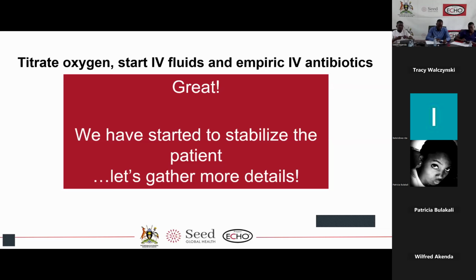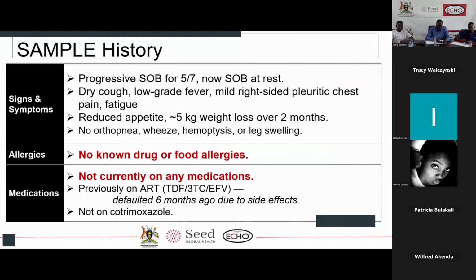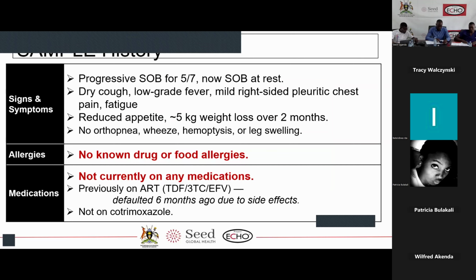As for signs and symptoms that we have talked about earlier: difficulty in breathing, progressive, now at rest, dry cough, reduced appetite, weight loss, orthopnea, wheeze, hemoptysis, leg swelling. A for allergy: no known drug or food allergy. M for medication: he's a known HIV positive but not currently taking any medication.